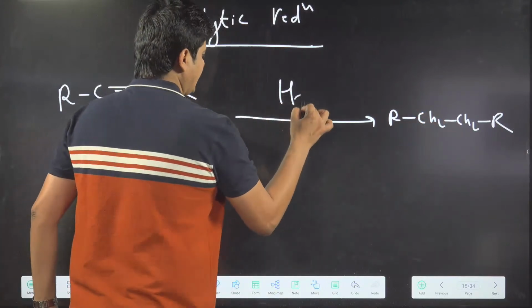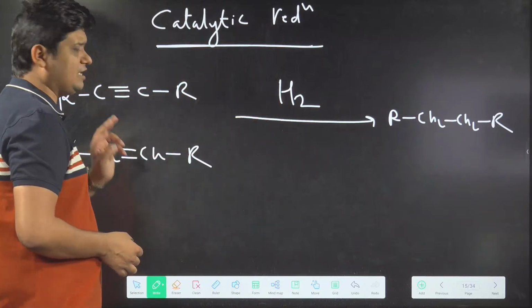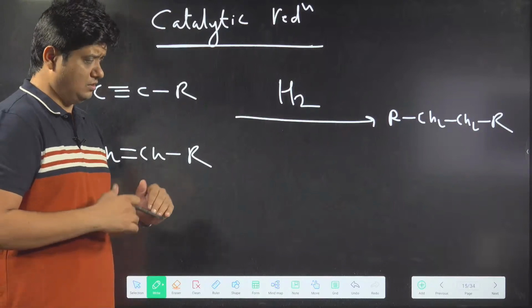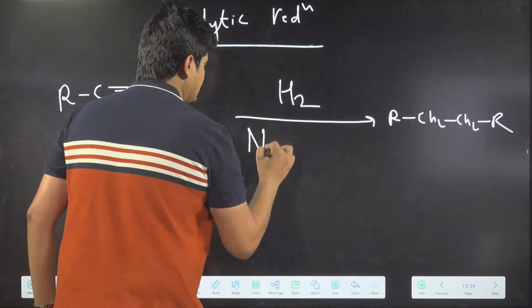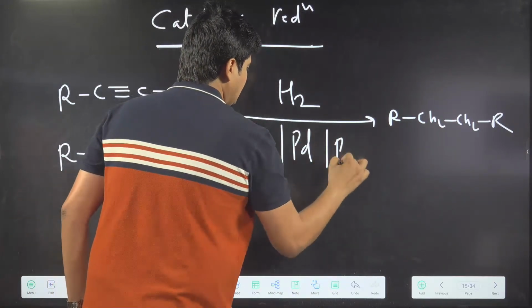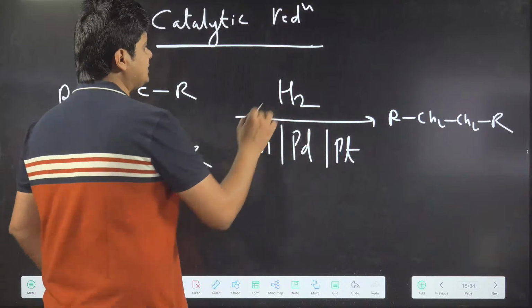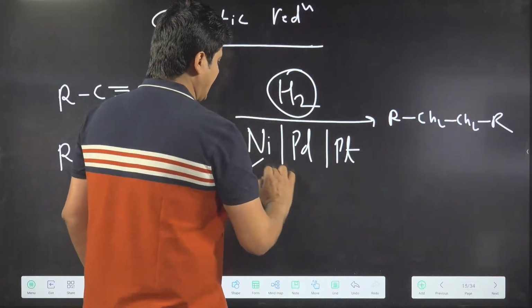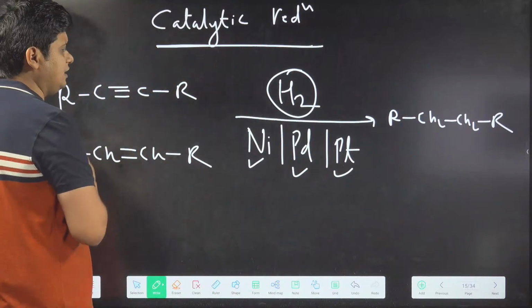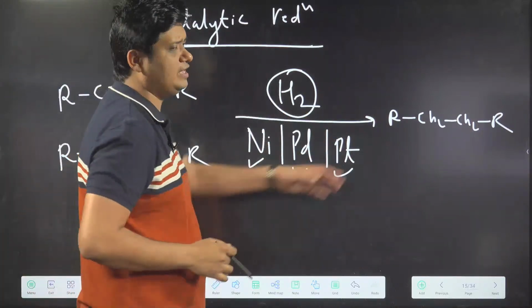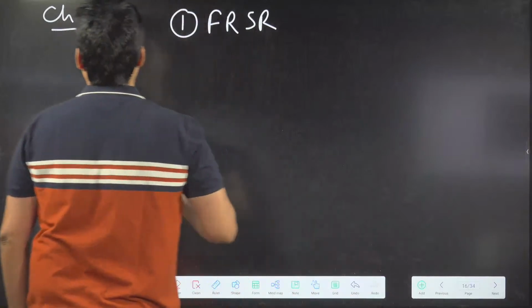So for this reaction, what is the reagent there? Hydrogen. But direct reaction of hydrogen with an alkyne or alkene is very slow. It is not giving alkane with good yield. So some catalysts are required. In this case, what catalyst are we using? Nickel, palladium or platinum. So hydrogenation in the presence of a catalyst is known as catalytic reduction. An alkyne or alkene reacts with hydrogen in the presence of Ni, Pd, Pt, giving alkane. Very simple reaction.